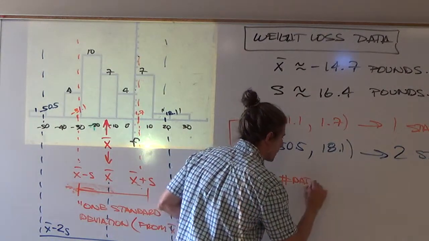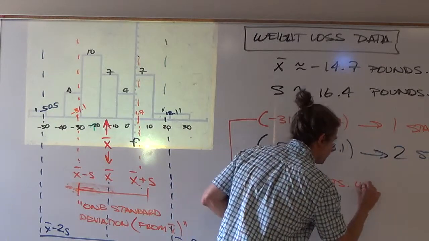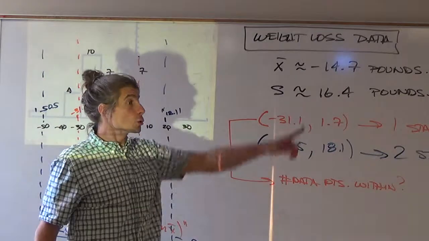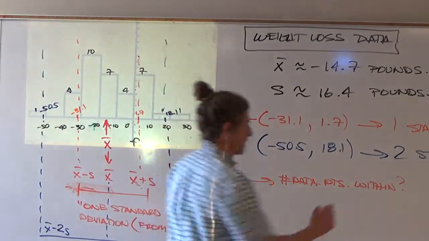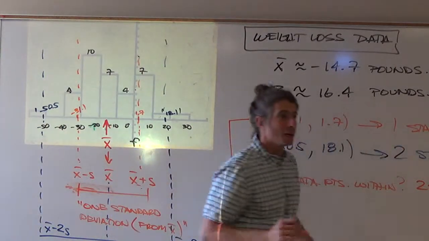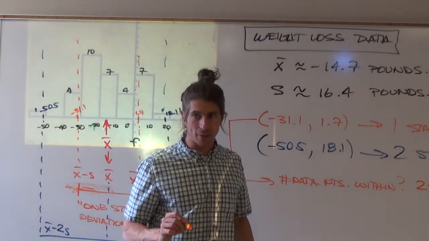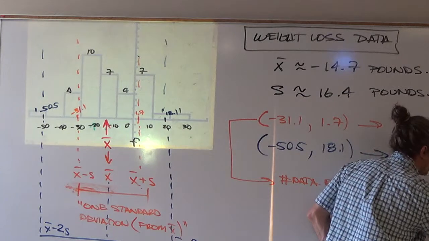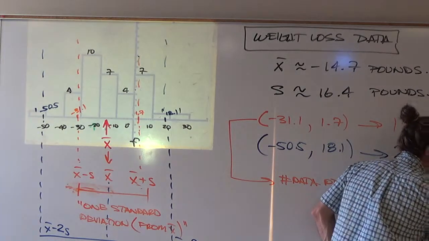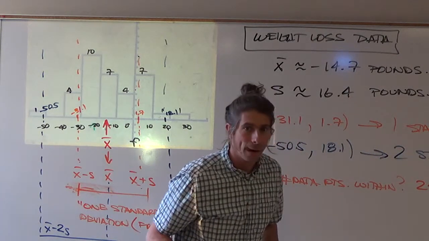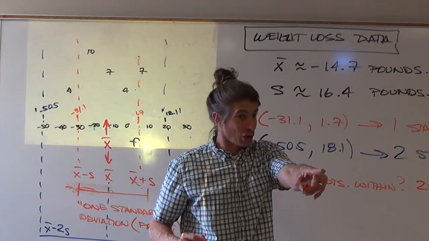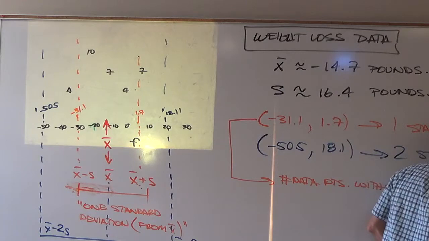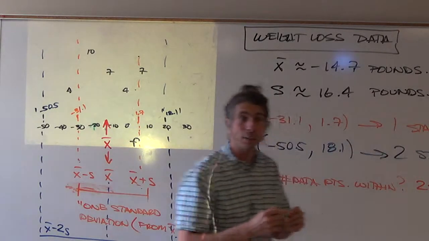Number of data points within. We got a vote? 24? Now, how many data points total are there in the data set? 35. 24 out of that 35 is approximately what percentage? 69%. Good. We're going to come back to that momentarily.